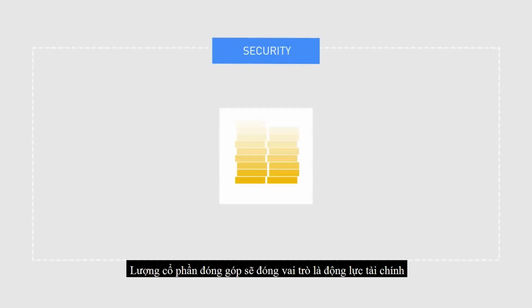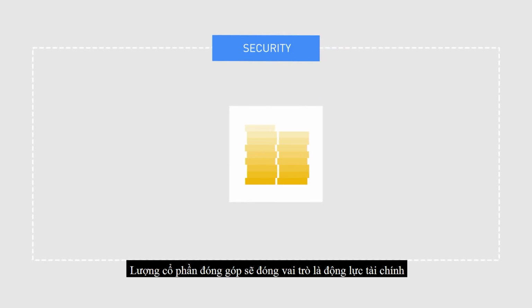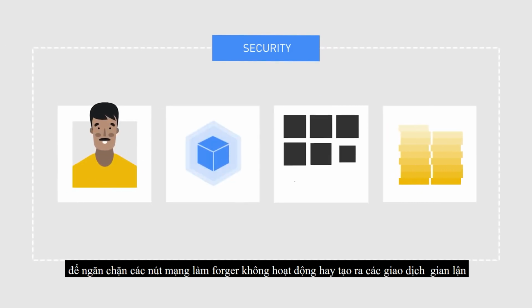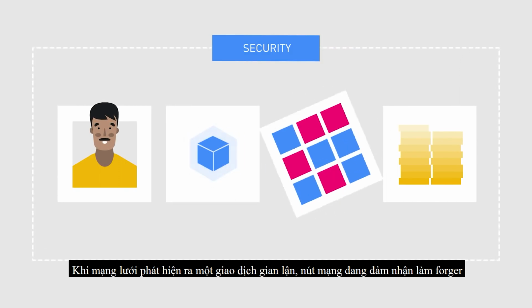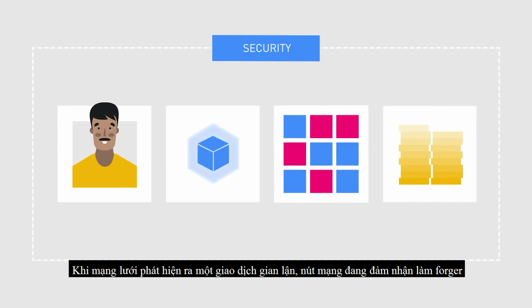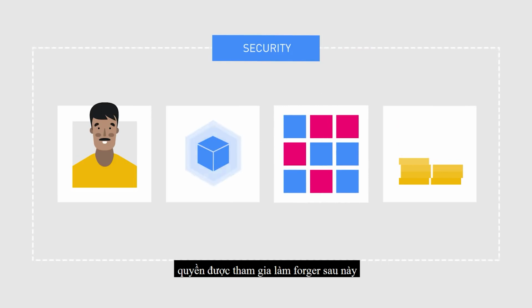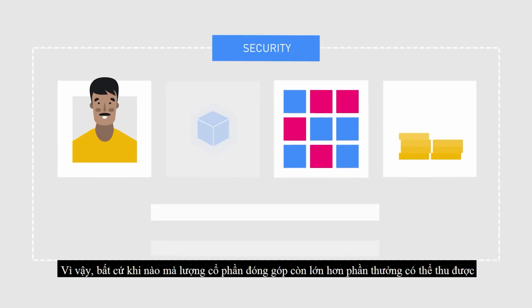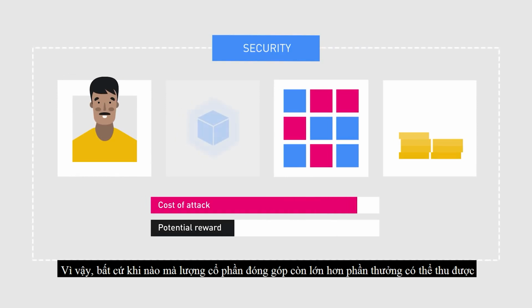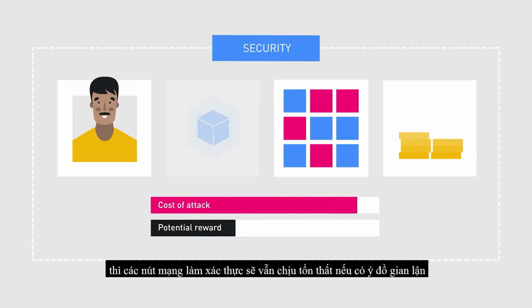Security. The stake works as a financial motivator for the forger not to validate or create fraudulent transactions. If the network detects a fraudulent transaction, the forger node will lose a part of its stake and its right to participate as a forger in the future. So long as the stake is higher than the reward, the validator would lose more coins than it would gain in case of attempting fraud.